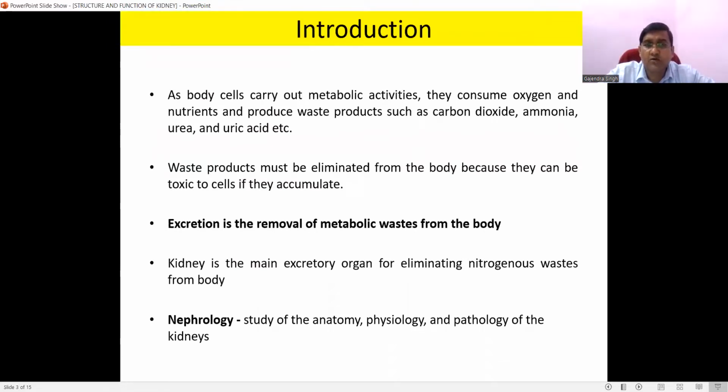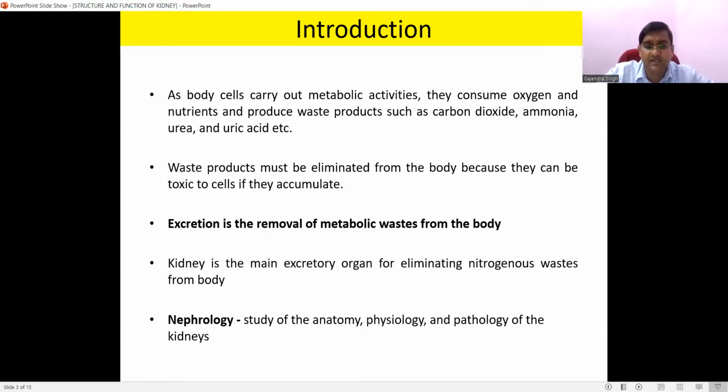As body cells carry out metabolic activities, they consume oxygen and nutrients and produce several waste products like ammonia, carbon dioxide, urea, uric acid, etc. These waste products must be eliminated from the body because they can be toxic to cells if they accumulate in the body. So, in simple terms, excretion is the removal of metabolic waste from the body. And kidneys are the main excretory organ for eliminating nitrogenous waste from the body.